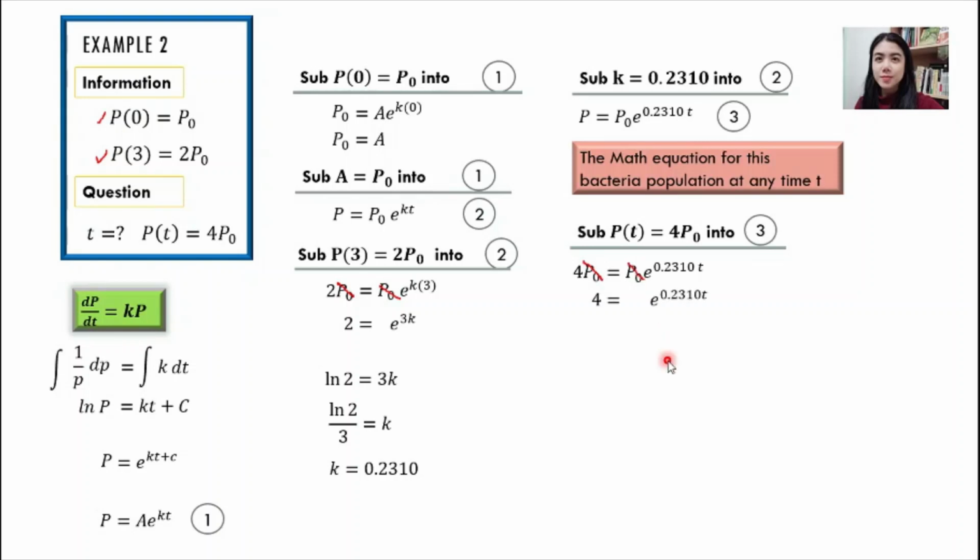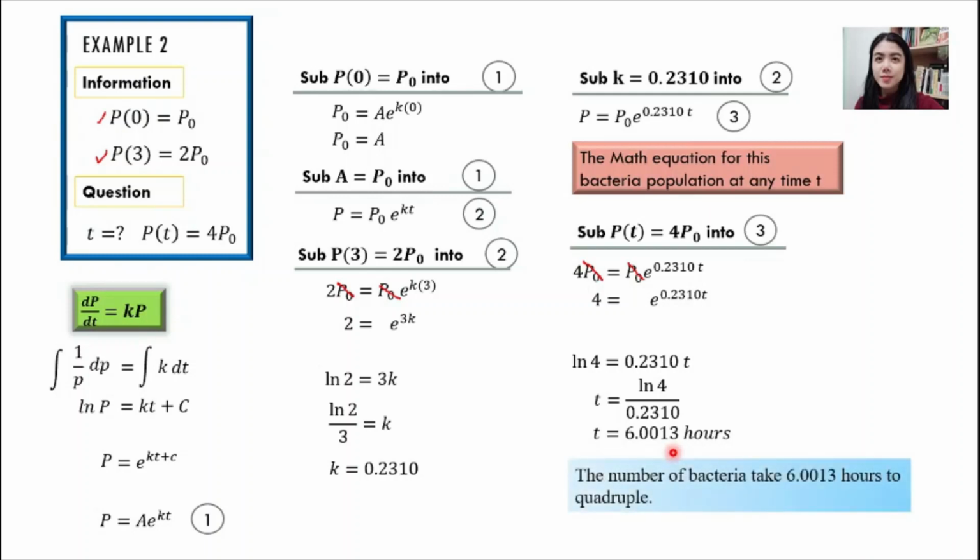Once we have the next line, we're going to add the ln to both sides. If you add the ln to both sides, for the right hand side, the ln and e you can cancel. If you cancel the ln and e, the thing that remains is just this one. Same thing, we can skip this step. So we just go directly from here to here. Rearrange it, then you will have the value of t. So it means that the bacteria take 6.0013 hours to quadruple.